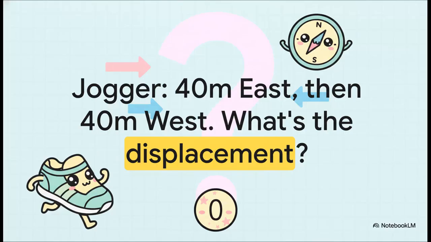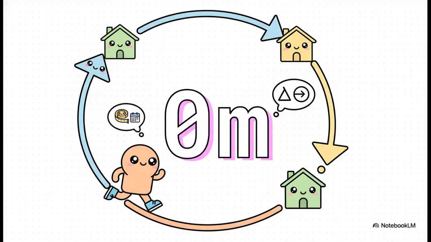All right, pop quiz time. Let's see if you've got this. A runner jogs 40 meters to the east, then turns right around and jogs 40 meters back to the west. What is their final displacement? Think about it. The answer is 0. Kind of weird, right? I mean, their distance was 80 meters total, but because they ended up in the exact same spot where they started, their overall change in position, their displacement, is 0. To a physicist, it's like they never even left.